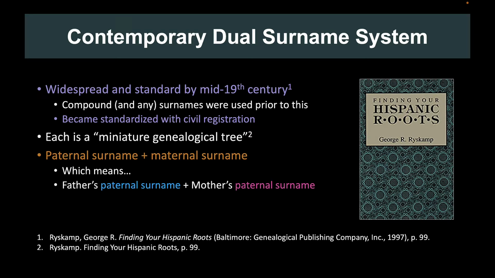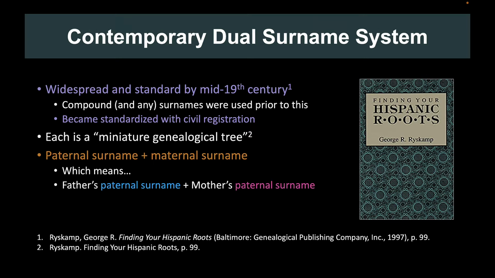Dr. George Reiskamp's works explain that the contemporary dual surname custom became standardized and formalized in Spain and Latin America with the introduction of the civil registration system in each country around the mid-19th century, often written into federal law.